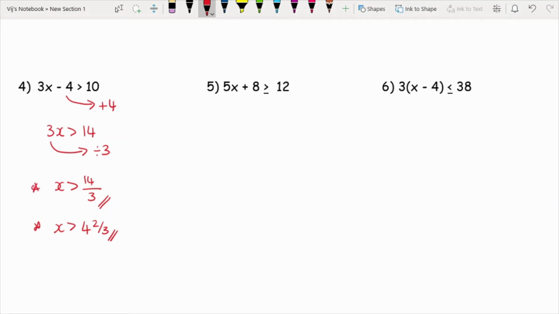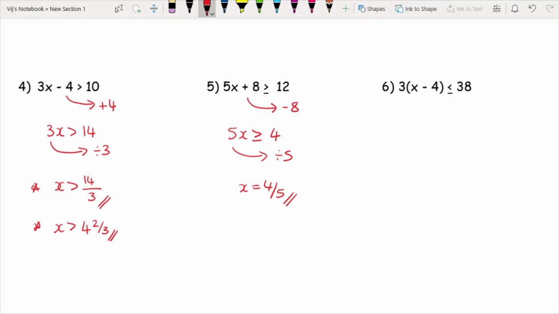Moving on to question 5. Again, what I'm doing here is getting rid of the plus 8. I do that by taking away 8, so I end up with 5x is greater than or equal to 12 take away 8, which is 4. And then again, I'm going to divide by 5. Does 5 go into 4? No, it doesn't. So I just leave it as a fraction. It's always important when you're dealing with algebra, if you do end up with a number you can't work out when you're dividing, just leave it as a fraction.